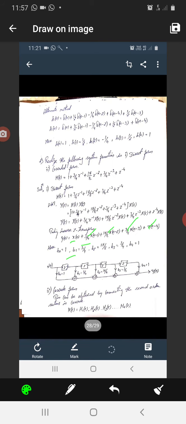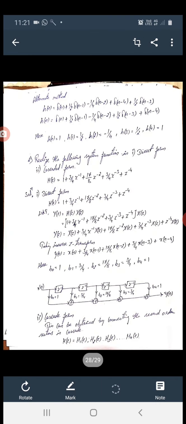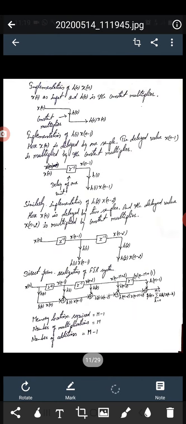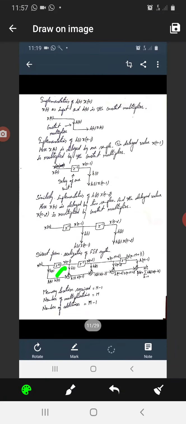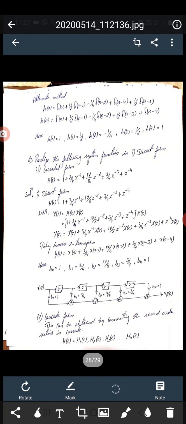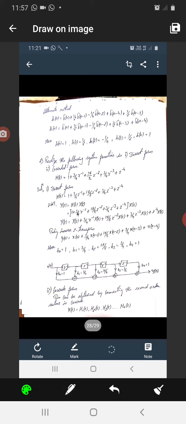The direct form is very easy compared to the other forms. After getting B0 to B4 based on the given extent, represent it in a general equation: h of 0, h of 1, 2, 3 up to M minus 1, and delay the function. Representing the same, the realization of the direct form is x of n delayed by 1 unit each time, giving x of n minus 1, x of n minus 2, x of n minus 3, x of n minus 4. Then write the coefficient values b0, b1, b2, b3, and add all of these to get your output y of n. This is the direct form.